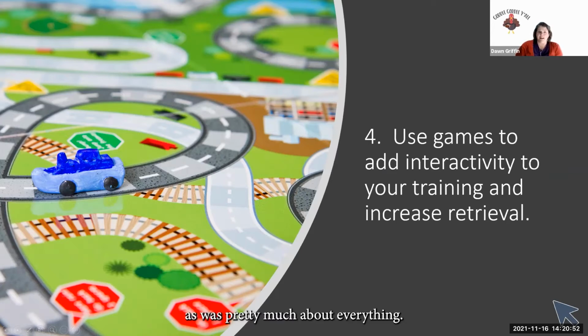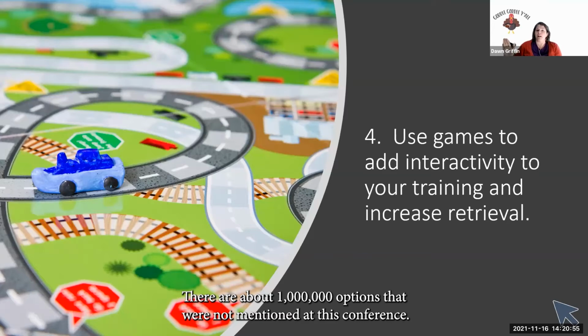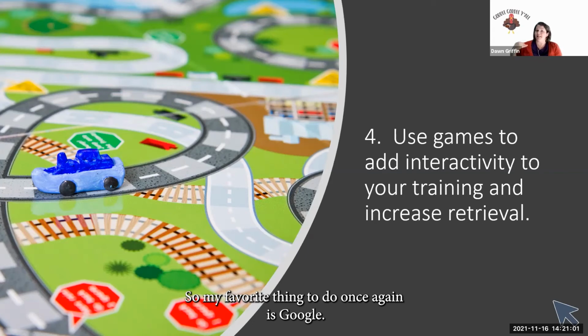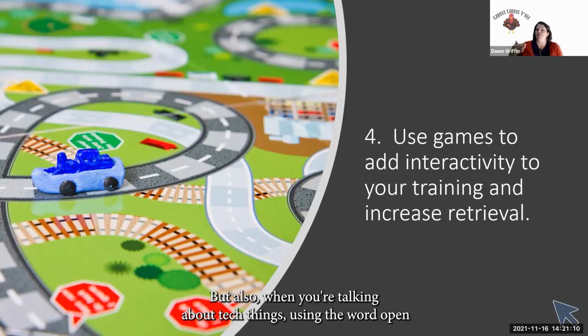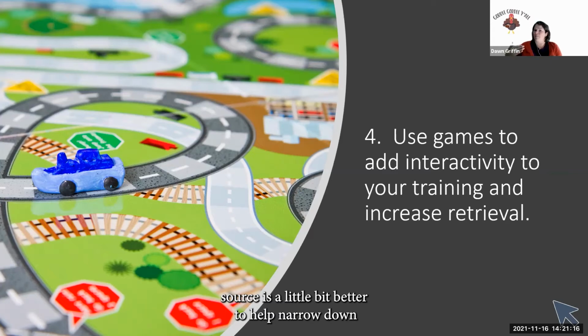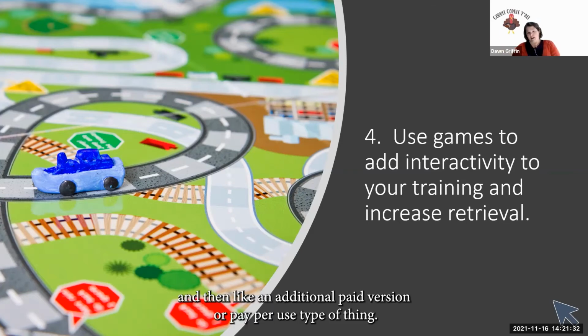As with pretty much everything, there are about 1 million options that were not mentioned at this conference. So my favorite thing to do, once again, is Google. It's my BFF. I use that search engine a lot. Using the word free can help, but when you're talking about tech things, using the words open source is a little bit better to help narrow down your results. The difference is that when you say free, a lot of times you'll get those freemium websites that might have a basic free package where you can get some things for free and then an additional paid version or a pay per use type of thing.